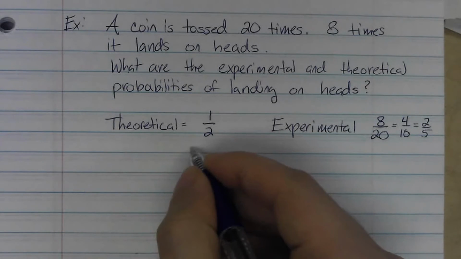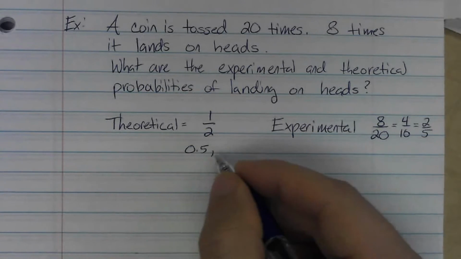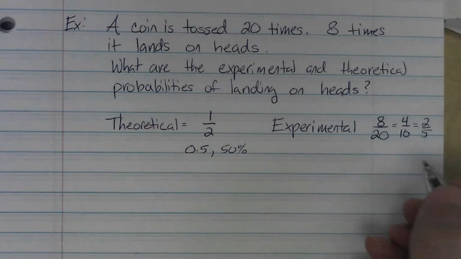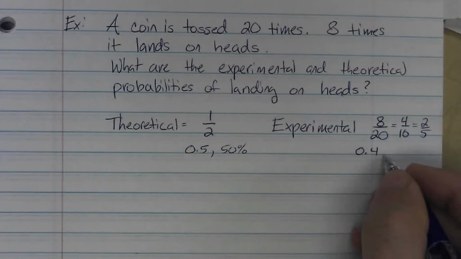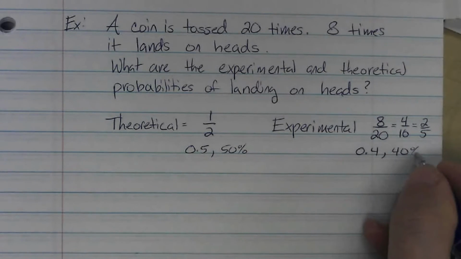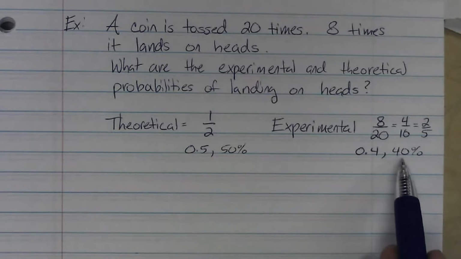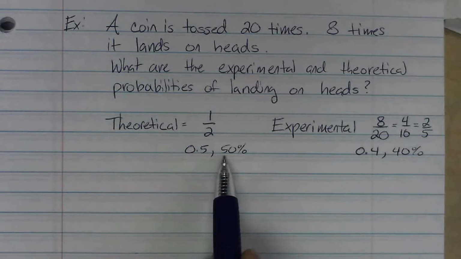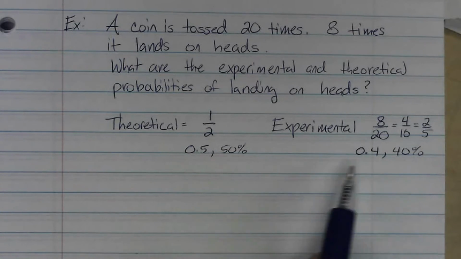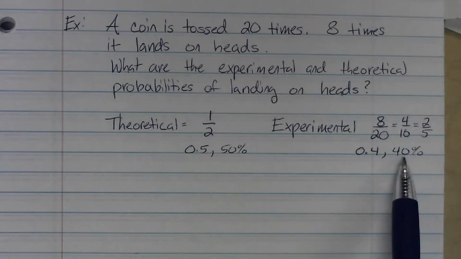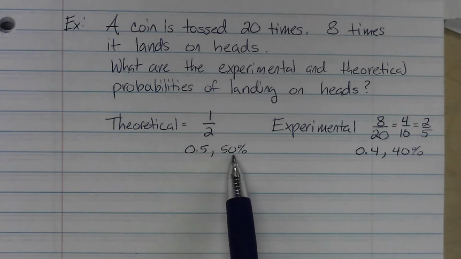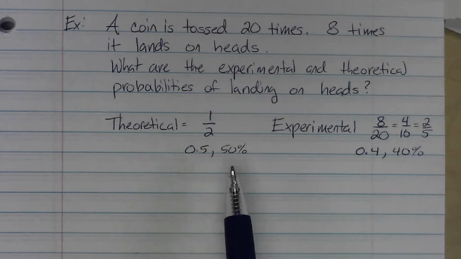Now, 1/2 would be 0.5 or 50%, and in the experiment, 2/5 would be 0.4 or 40%. And you can see that our experimental probability was close to our theoretical probability, but they're not exactly the same. Now, usually, the more you do the experiment, the closer your experimental probability is to the theoretical probability. It's not always that way, but usually that's the way it is.